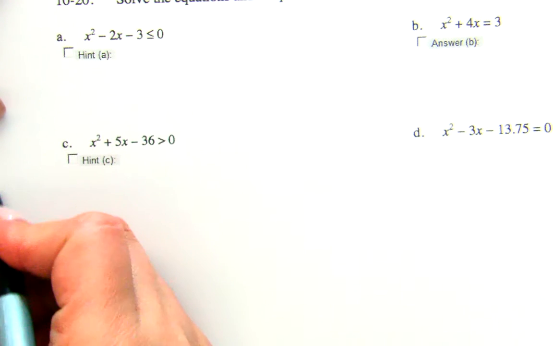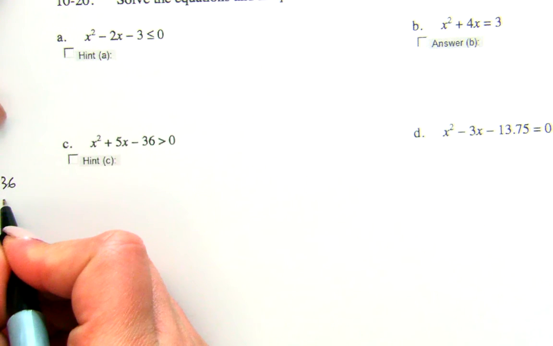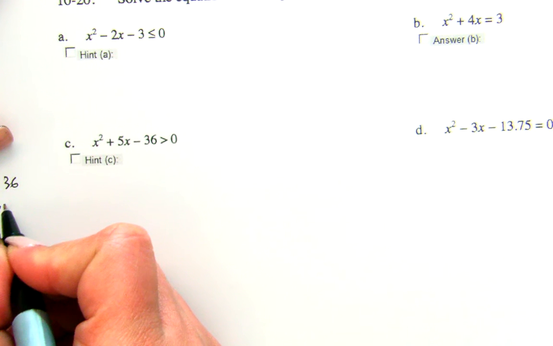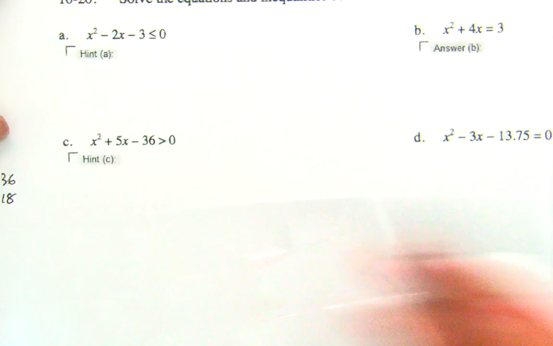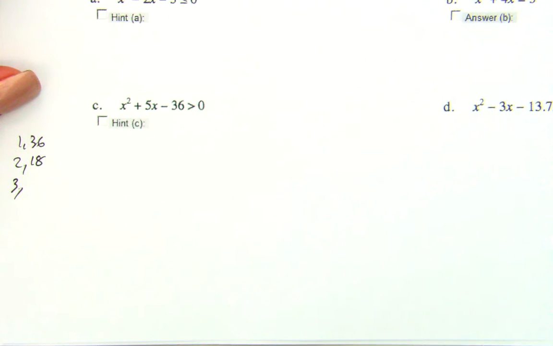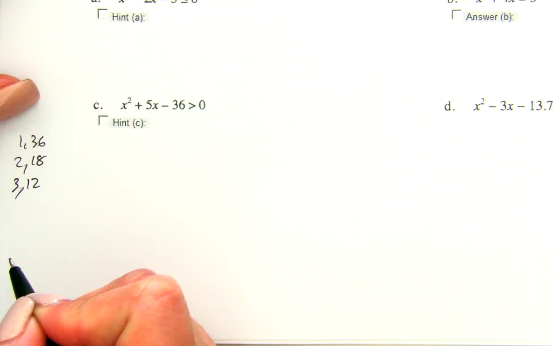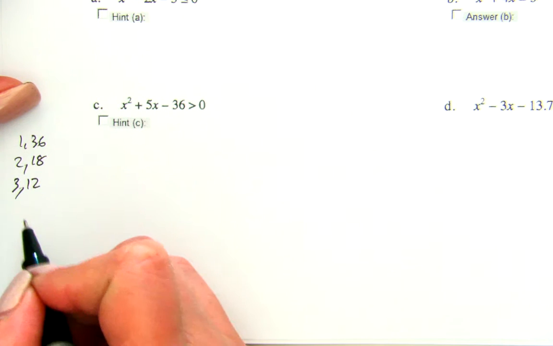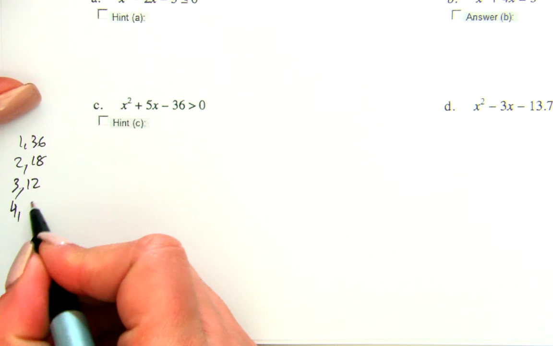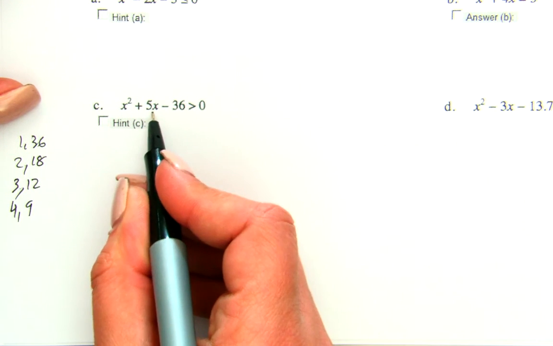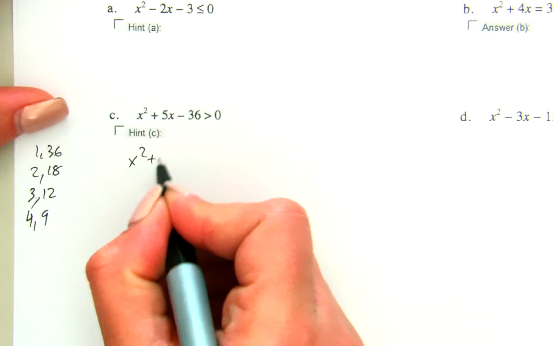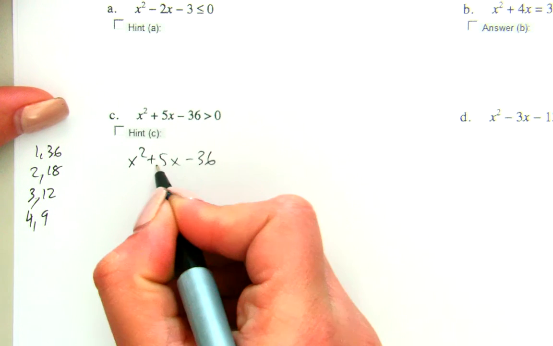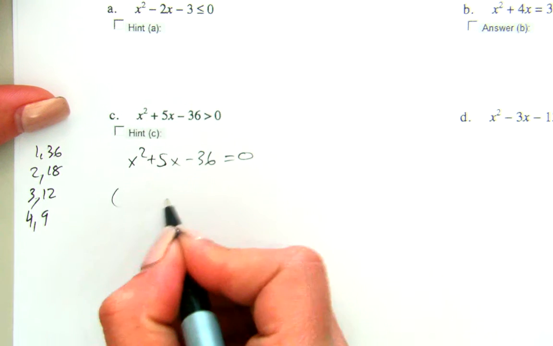So what do you have? 1 and 36. We have 2 and 18. No, that's not going to give 5. 3 and, what's 36 divided by 3? 12. Oh my god, I can't believe I did that on the calculator. That's still not going to give me a 5. 4 and 9. Hey, that might give me a 5. Yes, it does. Okay, so we have x squared plus 5x minus 36 equals 0.